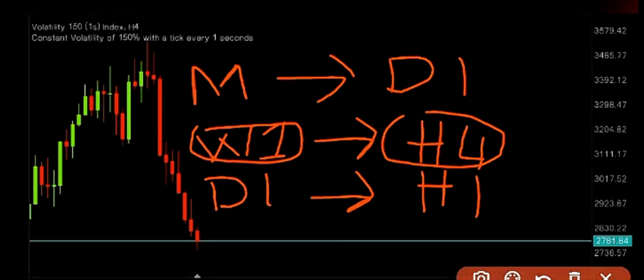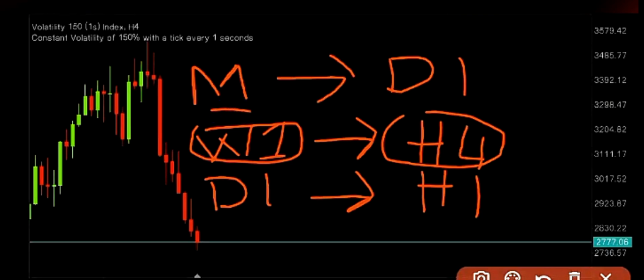These are just the best time frames that work with each higher time frame. It has a certain structure that works best with it, and this is it: monthly into a daily structure, weekly into an H4 structure, daily into an H1 structure. That is the basic idea. With more time, we're going to discuss all this.